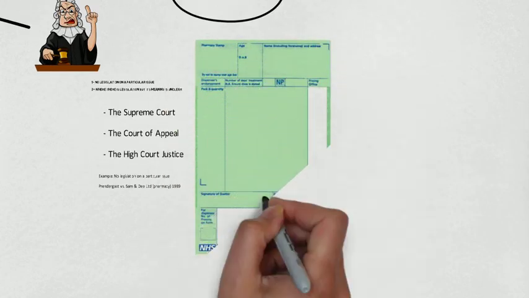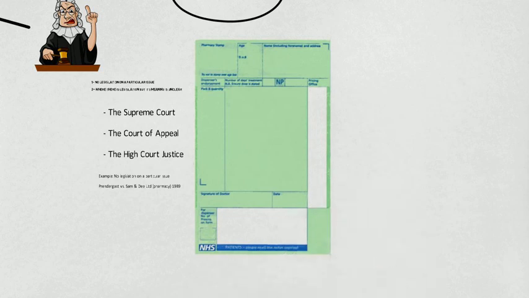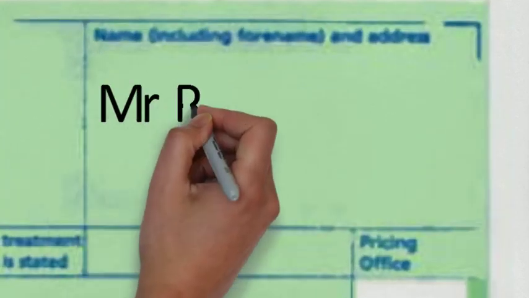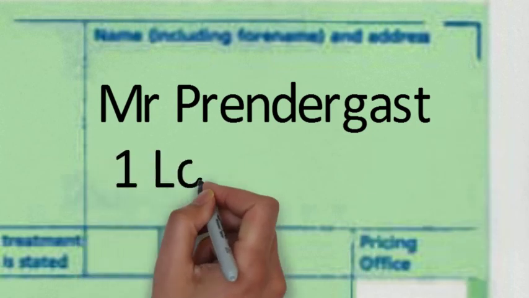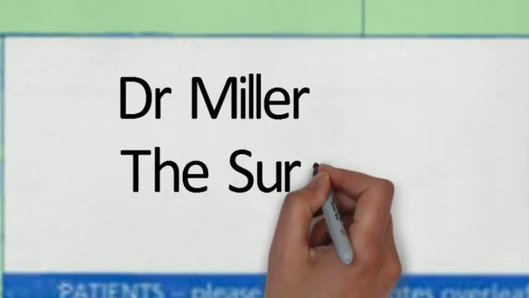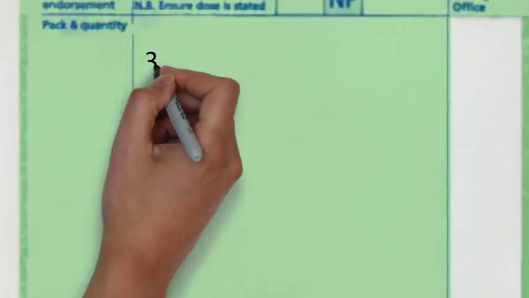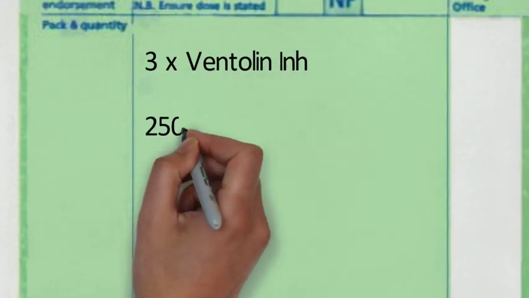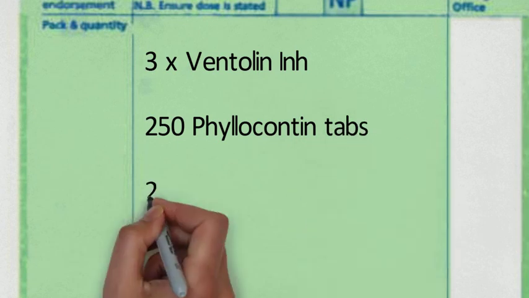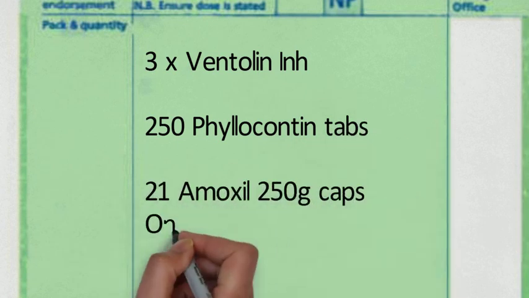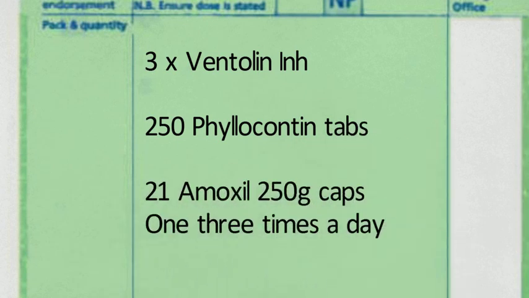Okay, so we had a prescription. It was written by Dr. Miller for a Mr. Pendergast, who was an asthmatic, and he had a chest infection. So the doctor prescribed 3 Ventolin inhalers, 250 Filocontin tablets, and 21 amoxil capsules. So these were considered and accepted as a commonplace combination of drugs for a patient with asthma and a chest infection, which indeed they are clinically, and you will come to realise that through your studies.